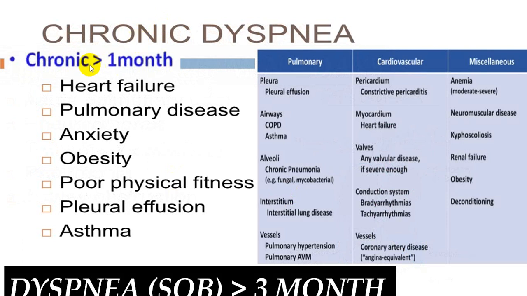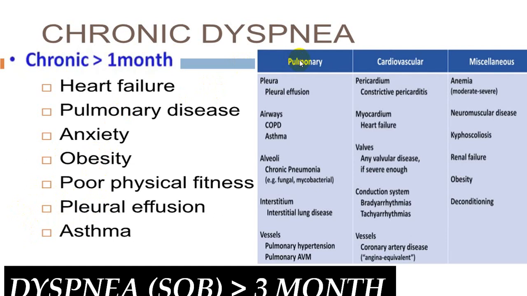As far as chronic is concerned, it is more than 1 month; some people include more than 3 months as chronic. Some people mention chronic as more than 1 month, in the respiratory group, cardiovascular group, and miscellaneous group. These are the common conditions in your everyday practice, like congestive heart failure, respiratory diseases like COPD, acute exacerbation of COPD, acute exacerbation of bronchial asthma, anxiety, obesity, pleural effusion, etc.